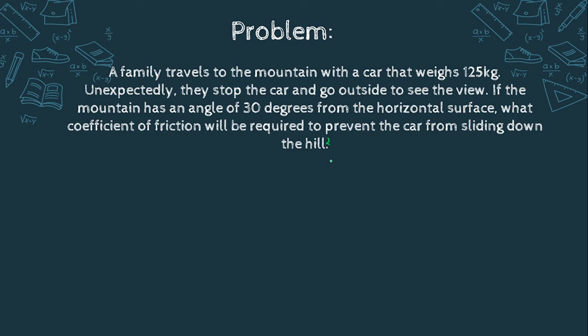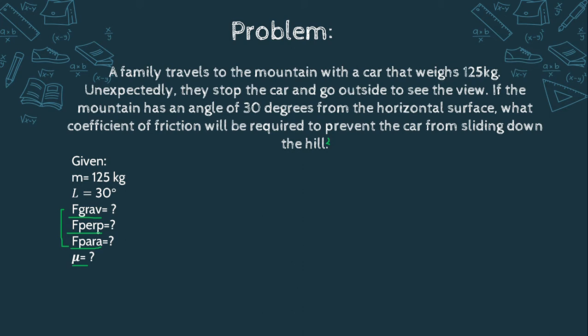First, we need to find the given values, in which the mass is 125 kilograms and the angle is 30 degrees. We need to find its F grav, its F perp or F perpendicular, its F para or F parallel, and its coefficient of friction. Why do we need to find these three? We need them in order to solve for the coefficient of friction.